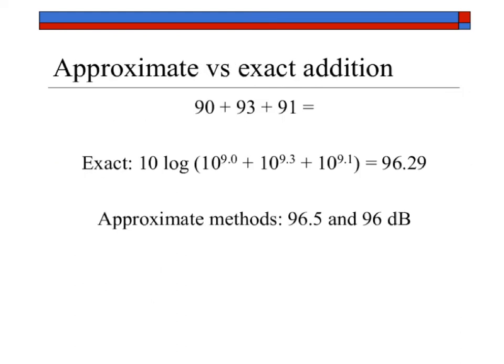Now, if we compare the approximate and exact methods for adding up those 3 decibel values of 90, 93, and 91, when we did the exact method, we came out with 96.29. The approximate method, 96.5. A little difference there, a few tenths of a decibel, but actually these are pretty inconsequential. Typically, we aren't measuring closer than 1 decibel anyway, so being precise in our addition to the tenths of a decibel isn't really particularly necessary.